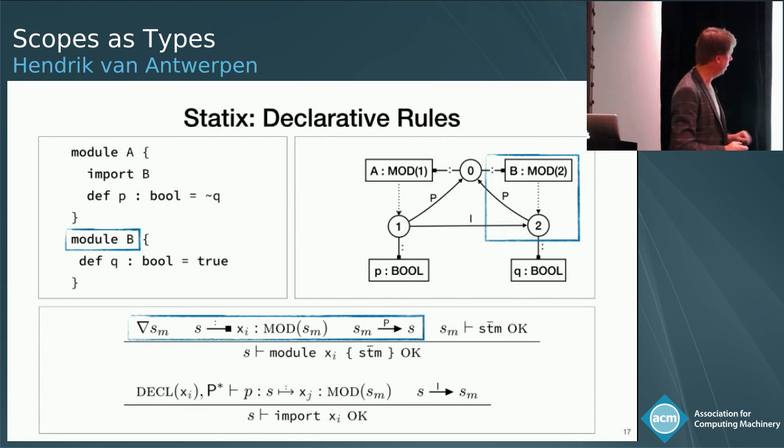There's a declaration in the global scope for this module, which is typed by the module scope. And of course, the module scope itself is a subscope of the global scope, so there's this edge with the P label again. And then the premise after that basically says that whatever statements are in the module should also be well formed.